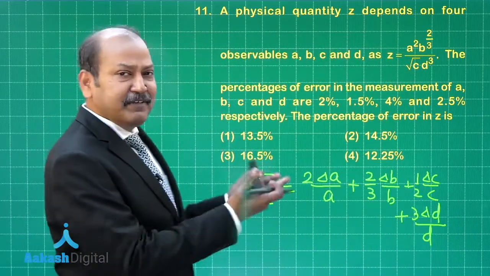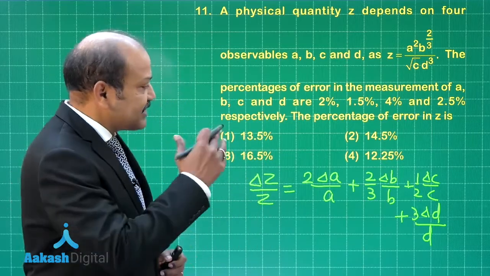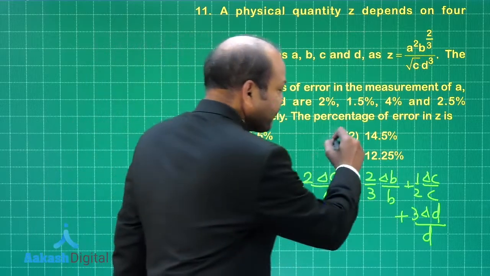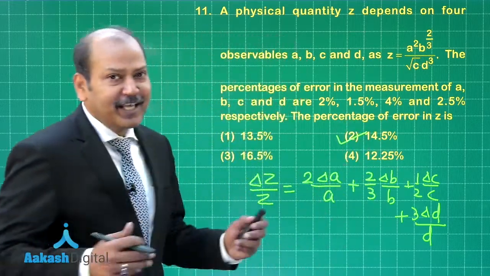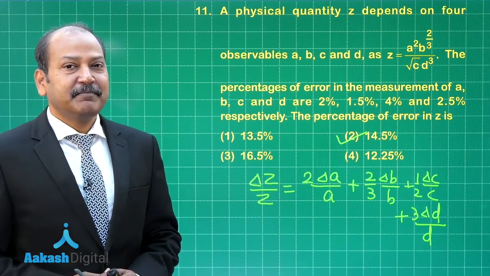All the errors are given. If we add up all the percentage errors, this comes out as 14.5%. For question 11, option 2 is the correct option. Let us now go to question number 12.